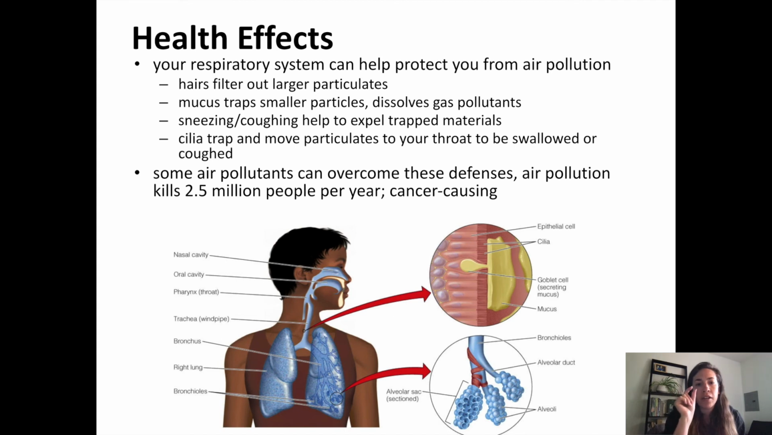But if you have a fine particulate or an ultrafine particulate, they can get deep into the alveoli and even enter into our bloodstream. And so air pollutants are associated with at least 2.5 million deaths per year. The World Health Organization just came out to say that's even higher. And we're still learning about the health effects of air pollutants.